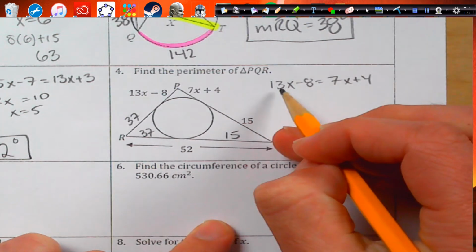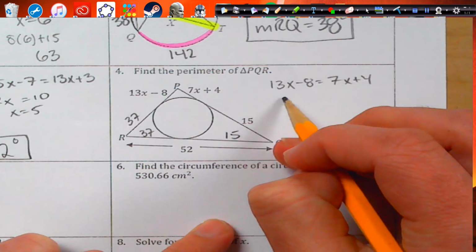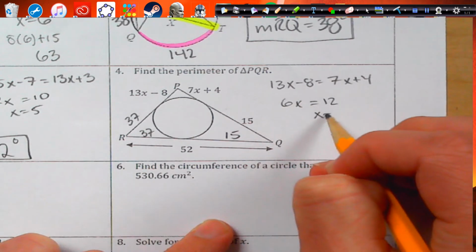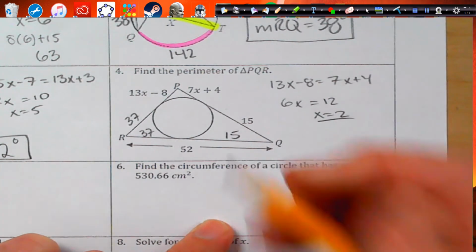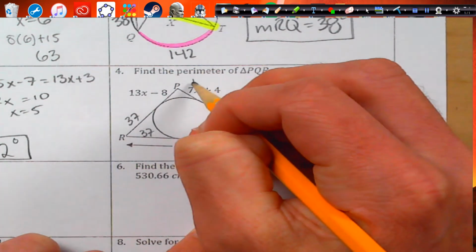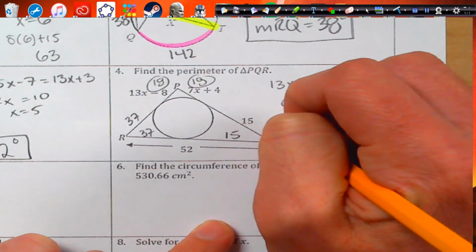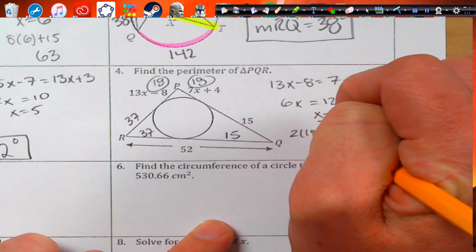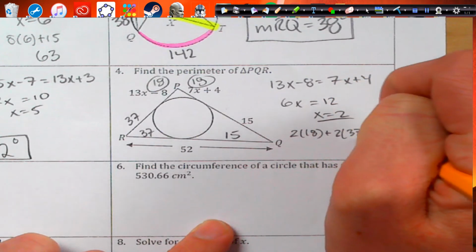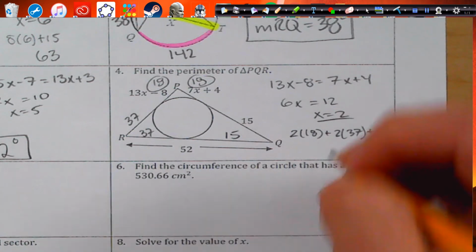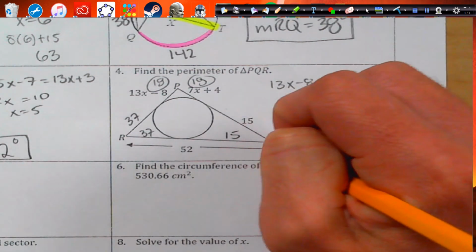And we can subtract 7x over here. That's going to leave us with 6x. Add 8 over there. That's going to leave us with 12. So x equals 2. And then plug it in. We're going to get 14 plus 4, which is 18, and 18. So really what I have to do is 2 times 18 plus 2 times 37 plus 2 times 15. And if I do all of that correctly, we should get 140 as the perimeter.